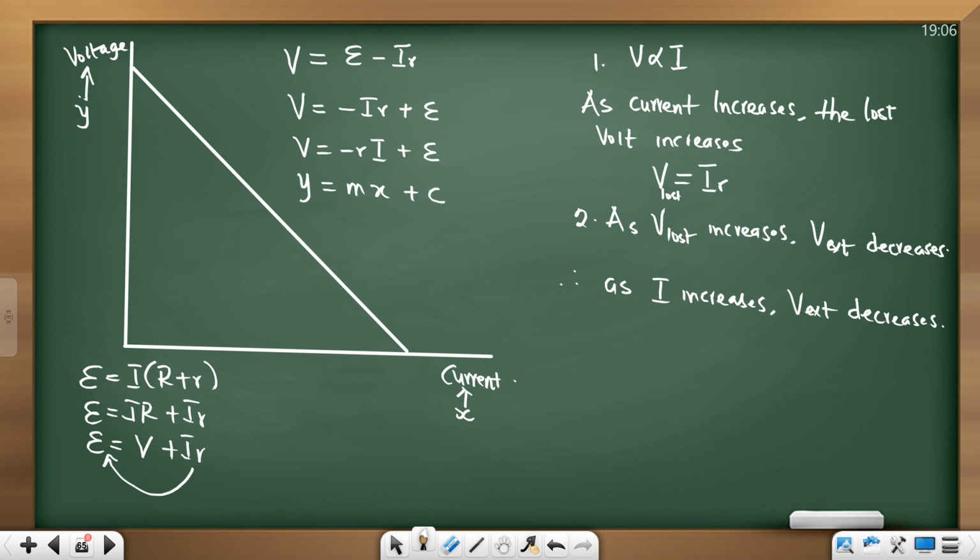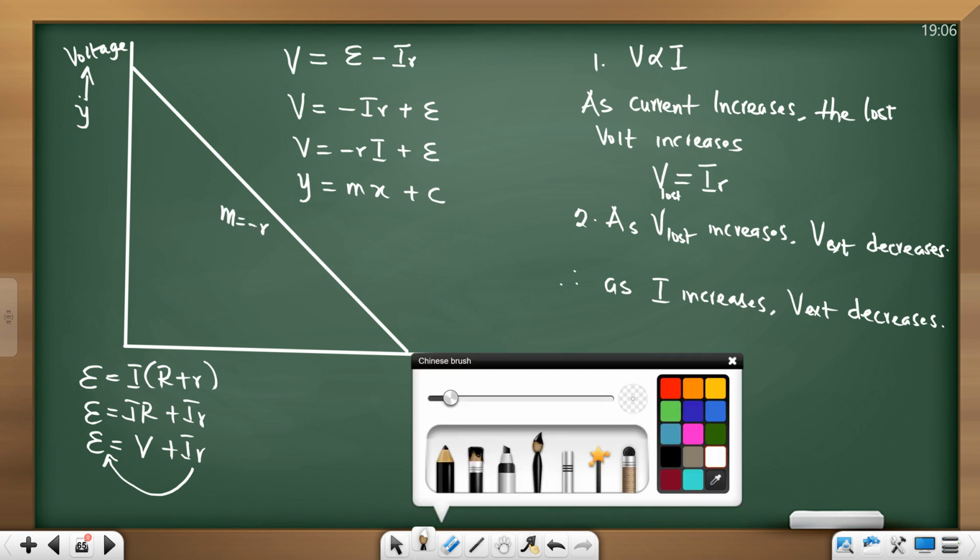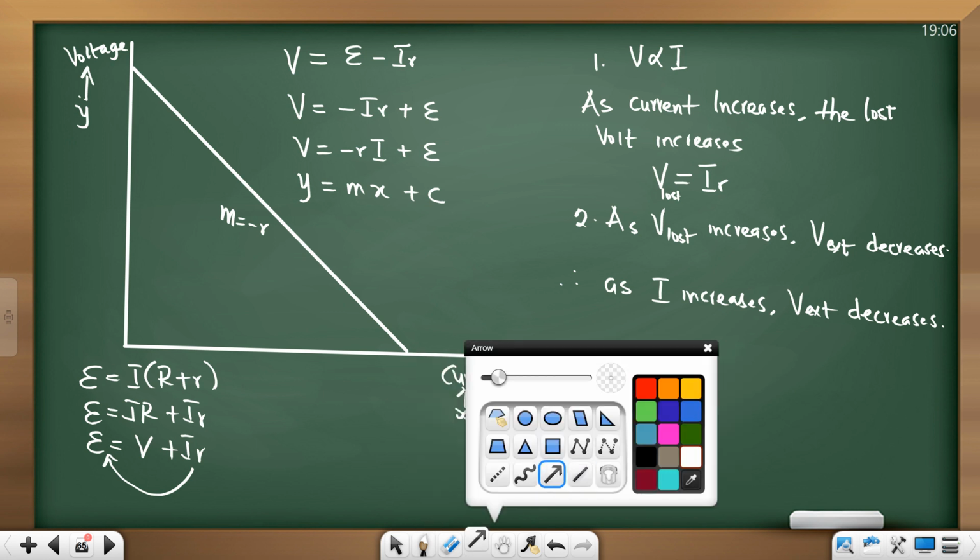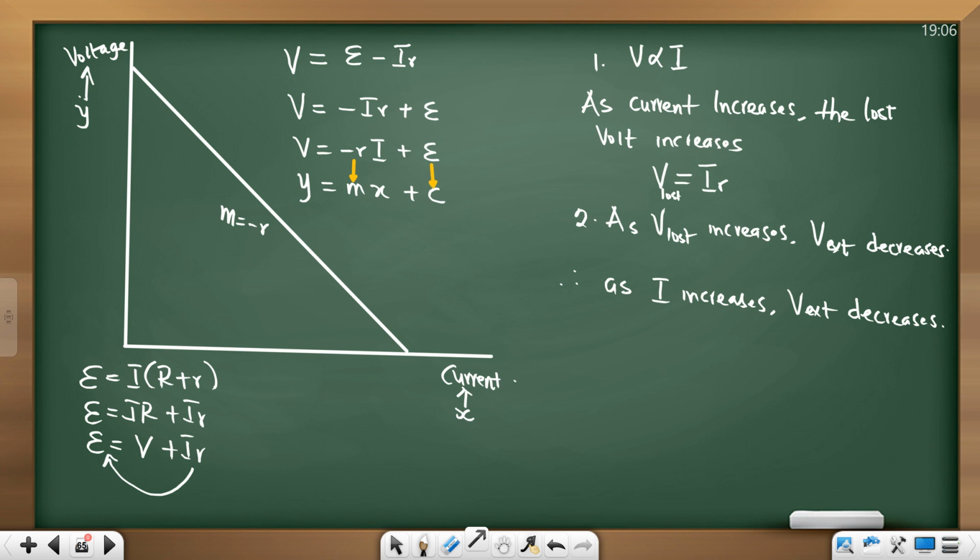What is my Y? V. What is my X? I. What is my M? Negative r. Makes sense. Negative gradient. What is my C? Do you see that it's exactly the same thing we did yesterday? C is called the Y what? Intercept. So, what is my C? E. Oh, it means that place is my EMF. And this is called short circuit current.